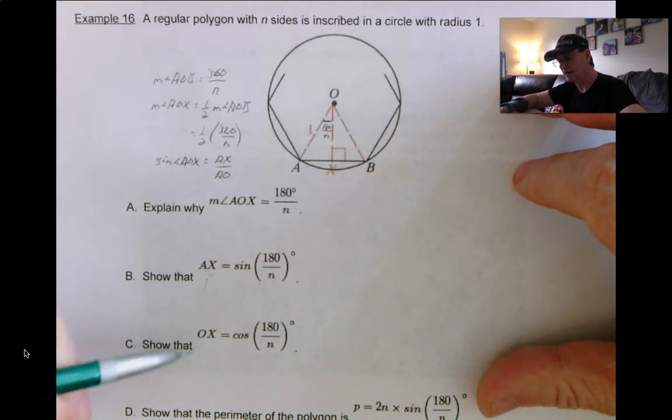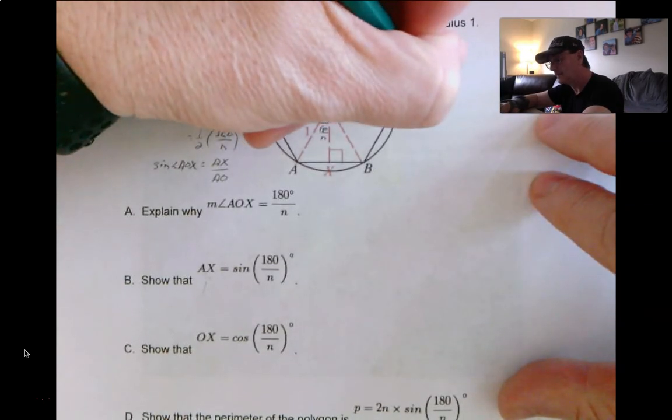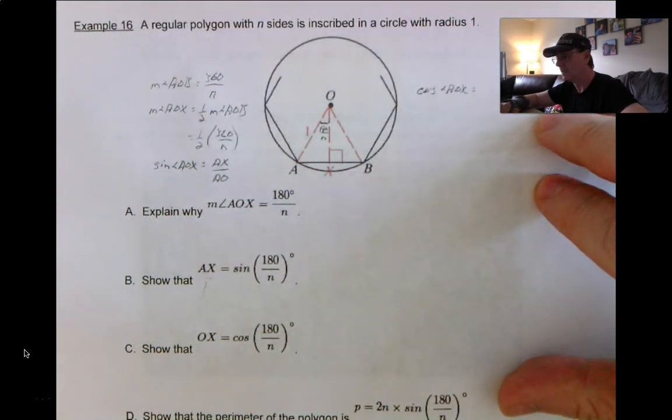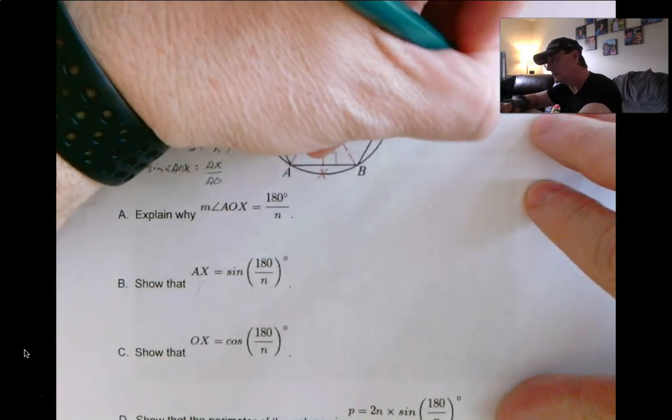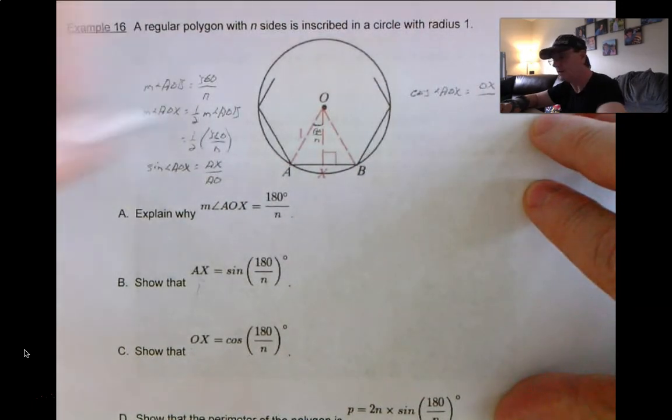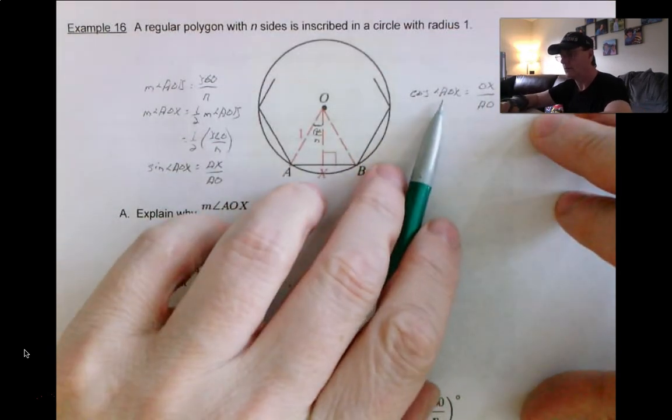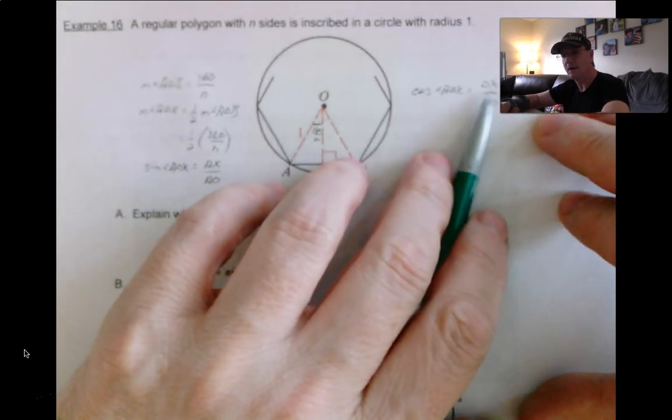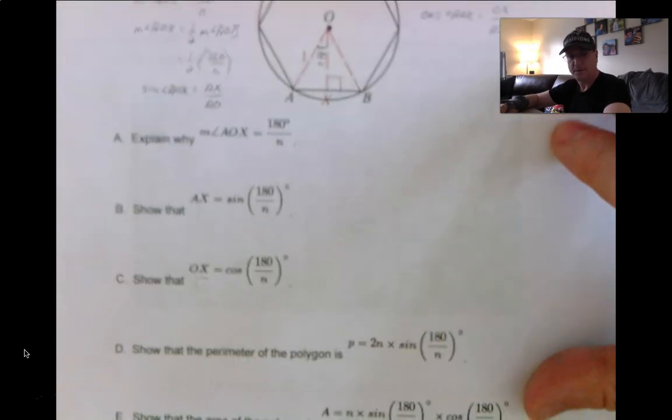We can do the exact same thing for part C. Cosine of angle AOX is equal to adjacent OX over the hypotenuse AO. Cosine of 180 over n is equal to OX over 1. That's part C.